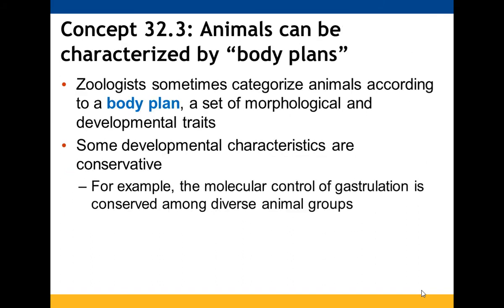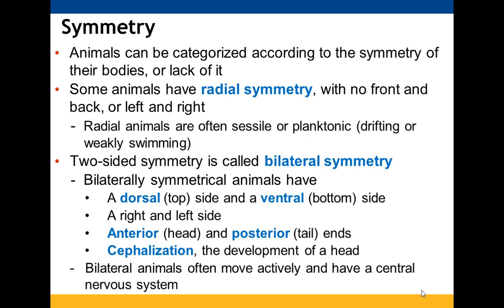We can look at animals and describe them based on how their body is organized, their body plans. This is looking at the morphological features as well as their developmental features. One example of a conserved developmental characteristic would be gastrulation, and we see that among a range of animal groups. So we can categorize animals based on their symmetry or not having symmetry.